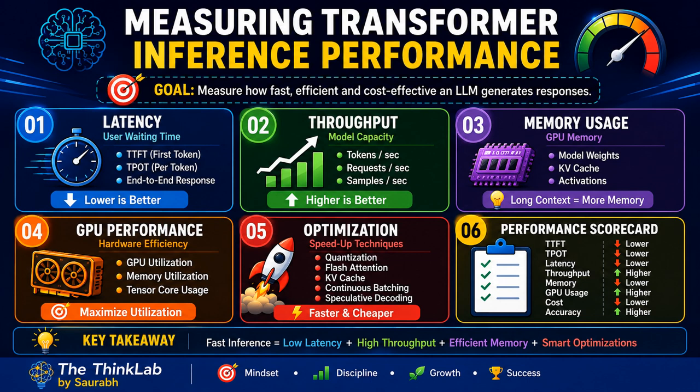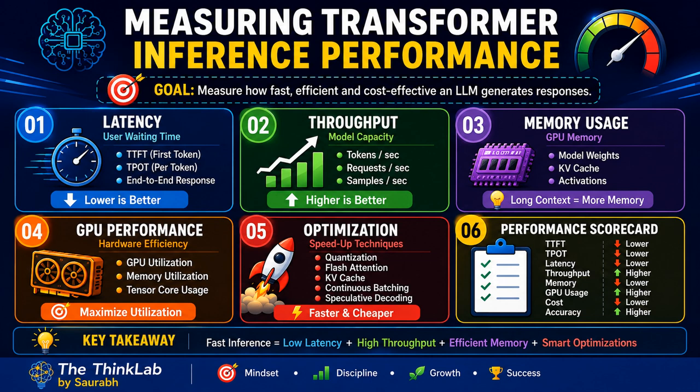like model weights, intermediate activations, KV cache, temporary computation. Among these, KV cache becomes extremely important for long conversations. As the context increases, the KV cache also increases. More memory means fewer users can be served simultaneously, right? So efficient memory management reduces the infrastructure cost.